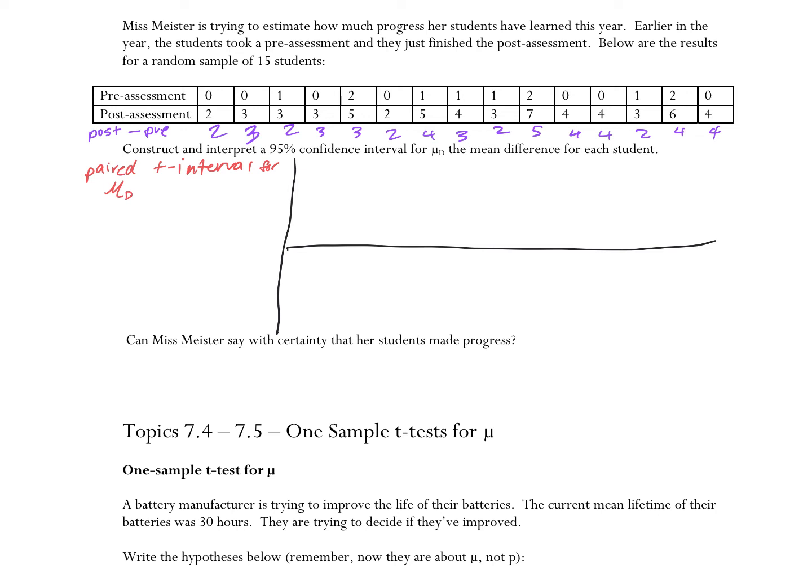Anybody want to guess what that D stands for? Difference. Mu D is equal to the true mean difference in test score. As with any difference you do for me, you should state the direction of that difference. So post minus pre. Now, what if you all did top row minus bottom row, and did 0 minus 2, 0 minus 3, 1 minus 2? We're going to get the exact same interval.